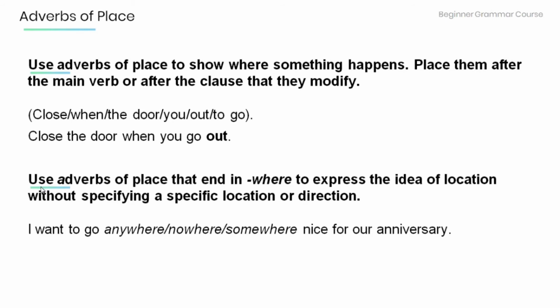Also, remember that we use adverbs of place that end in where to express the idea of location without specifying a specific location or direction. Read the following sentence and underline the appropriate adverb of place. I want to go anywhere, nowhere, somewhere nice for our anniversary. I want to go somewhere nice for our anniversary.